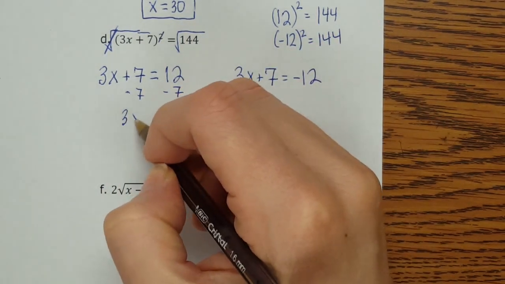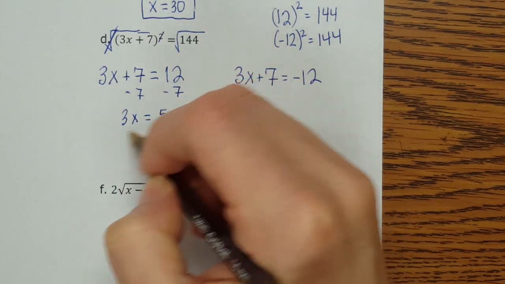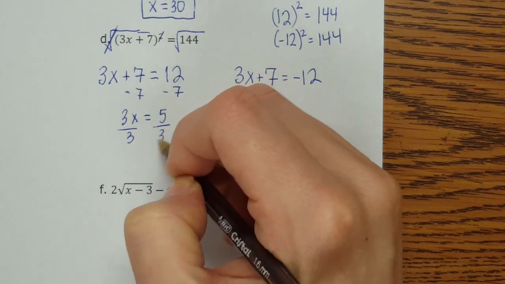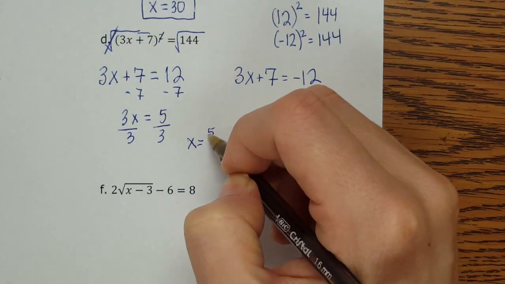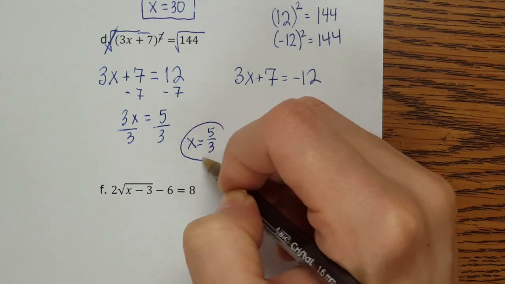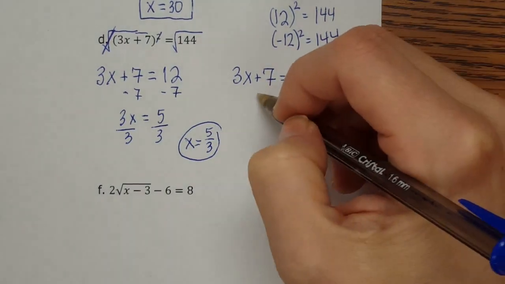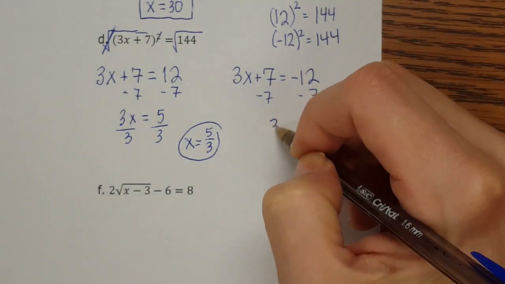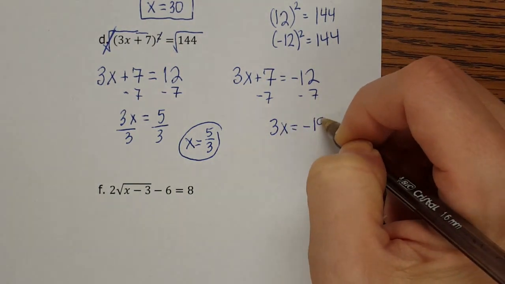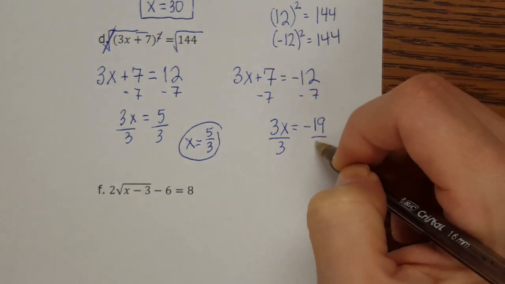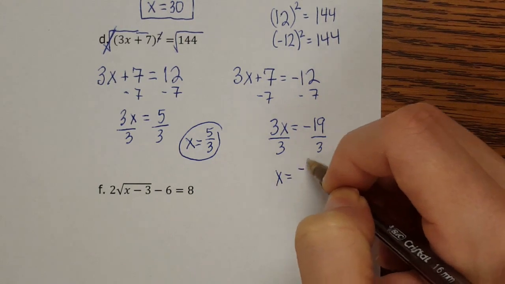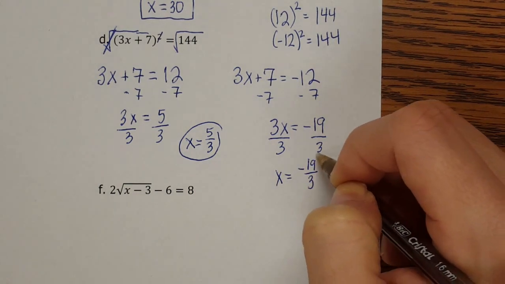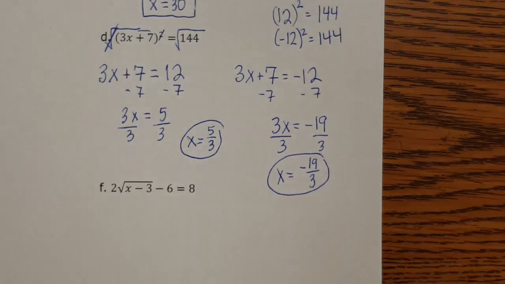So 3x equals 5. I'm going to divide by 3, and I get 5/3 as one of my answers. And then here subtract 7, and I get negative 19. Divide by 3, and negative 19 over 3. So that's my second answer.